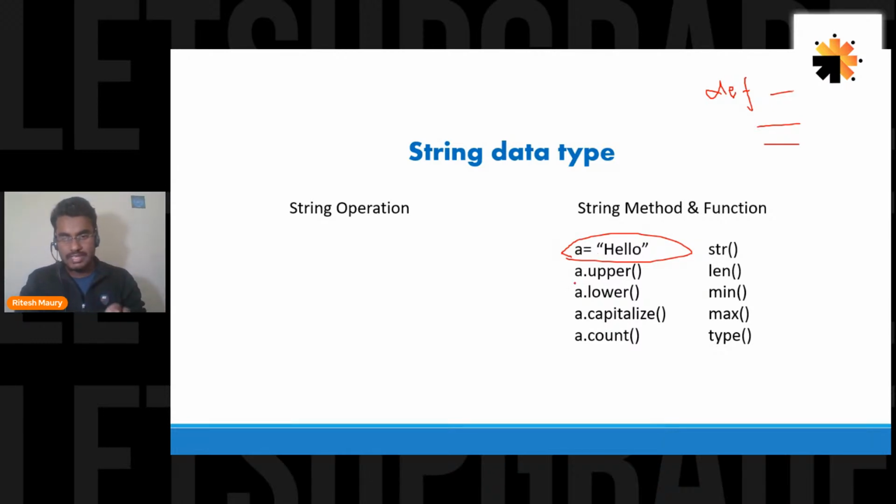A is of string, then a dot upper. So upper is a method, not a function. But with length, we are not calling it as a dot length. We are just calling length, and in the brackets we are passing a, this way.